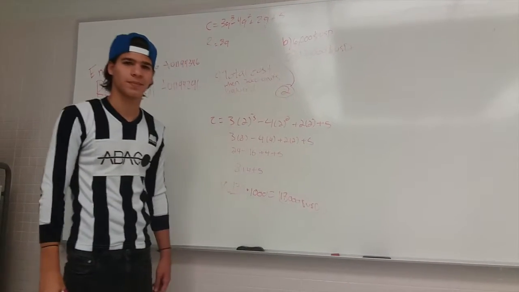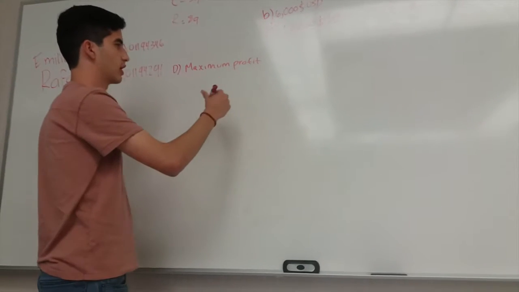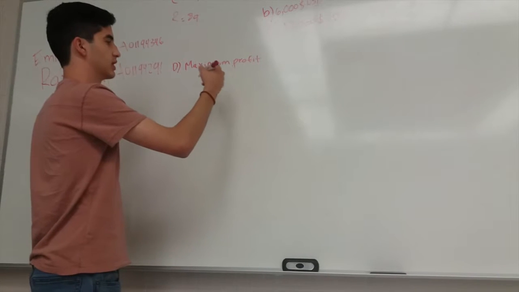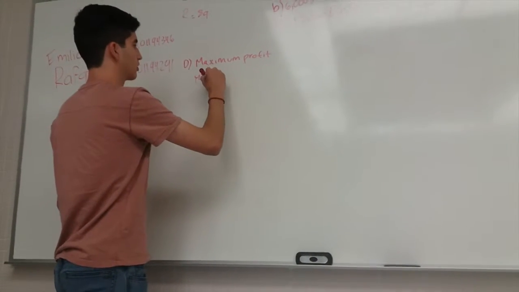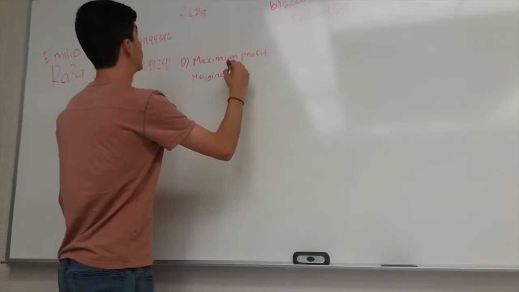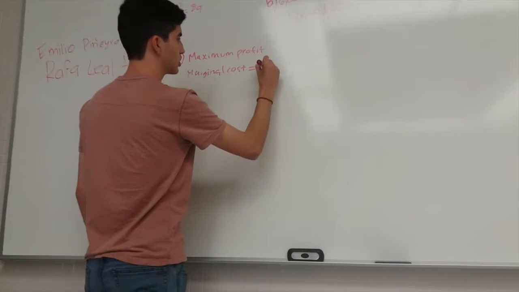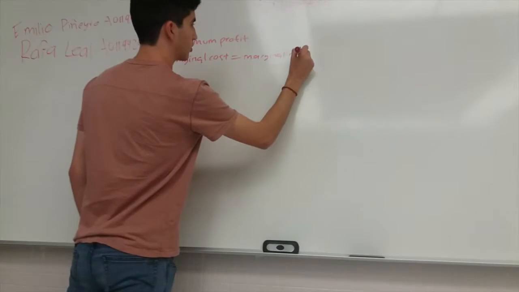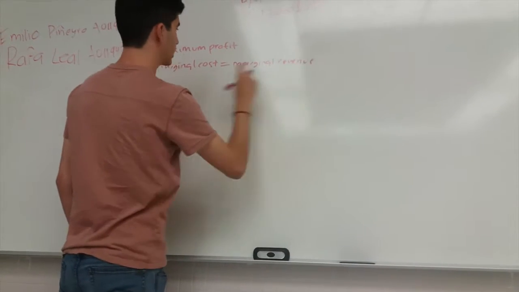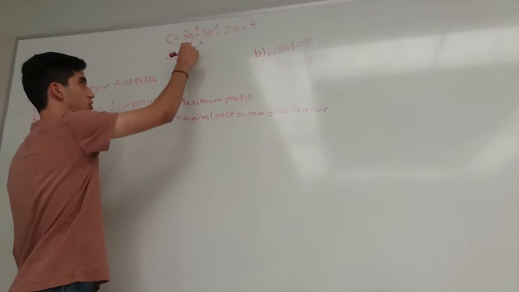With the next problem, we're asked to find the maximum profit. To get maximum profit, we have to get the marginal cost, and that has to be equal to the marginal revenue. And in order to get these two, we have to find the derivative of these two equations.